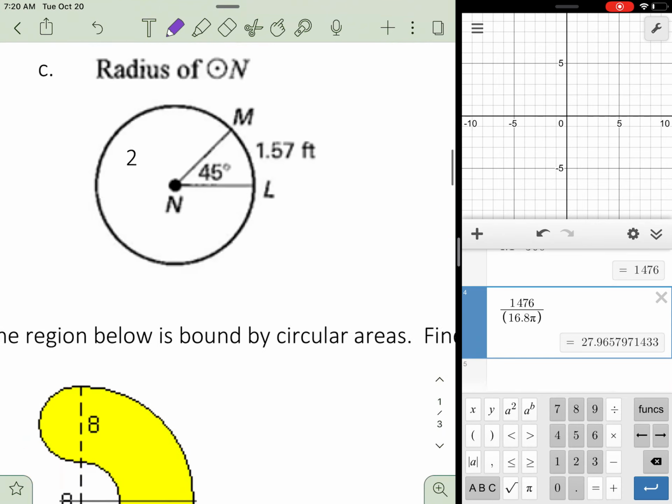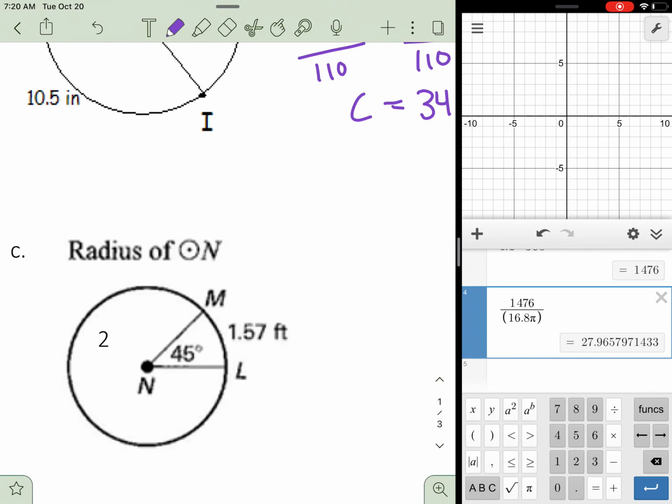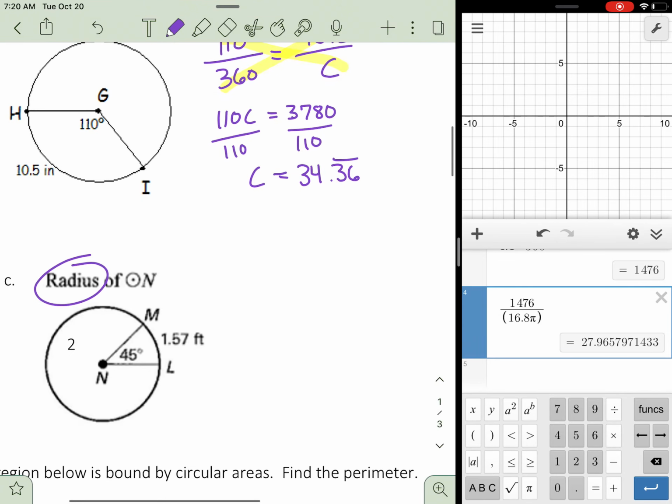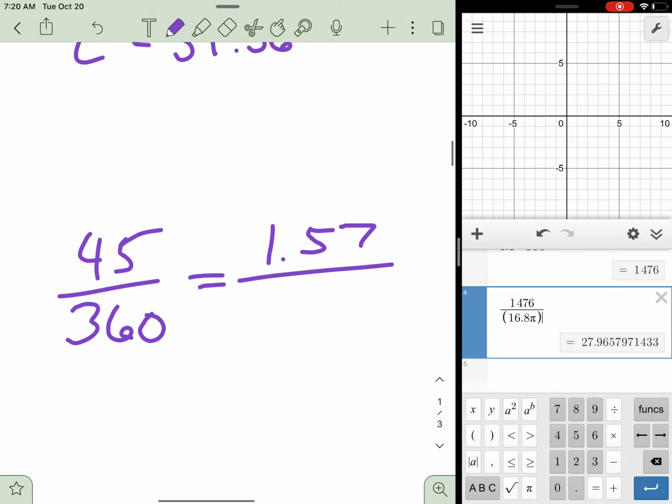Okay, last one here before we work on the other. We want to know what's the radius of circle N. So if we're working with that formula, we know this is 45. So 45 over 360 equals the arc length, 1.57 over circumference. Okay, so the only way we can find radius is if we list out circumference, that's the only way we have an unknown variable to solve for. So we're going to look for r.